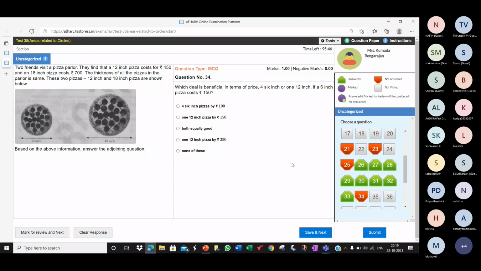4 6-inch pizzas, one 6-inch pizza. Here you don't have to find area or something because directly we have the rate. A 6-inch pizza, one is 150 rupees, so 4 will be 600 rupees. The other one, the 12-inch pizza, is 450 rupees. So the former is 600 rupees, the latter is 450 rupees. So you will go with one 12-inch pizza because you're saving 150 rupees there.